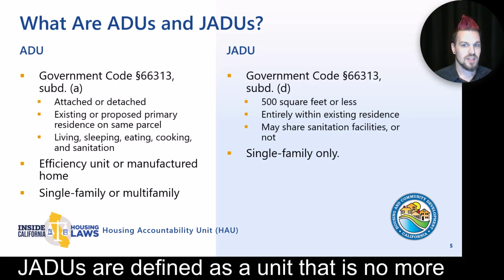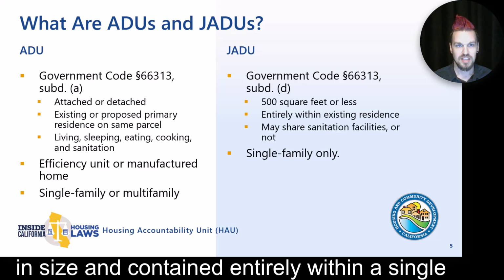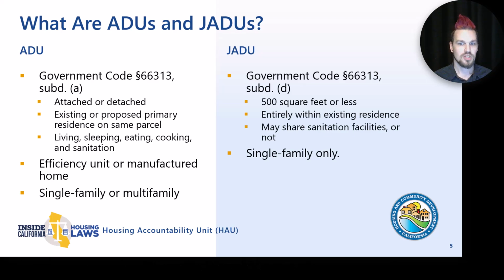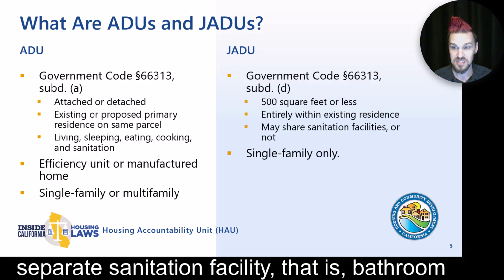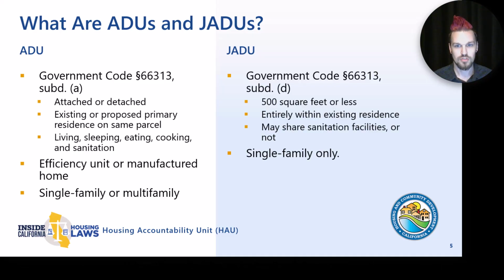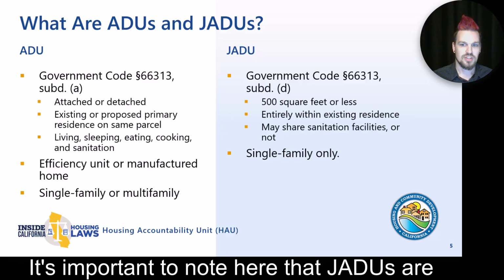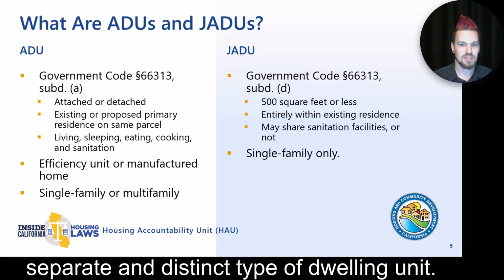JADUs are defined as a unit that is no more than 500 square feet of interior livable space in size and contained entirely within a single-family residence. A junior accessory dwelling unit may include separate sanitation facilities, that is, a bathroom, or may share those sanitation facilities with the existing structure. It's important to note here that JADUs are not a subclass of ADUs, but rather a separate and distinct type of dwelling unit.